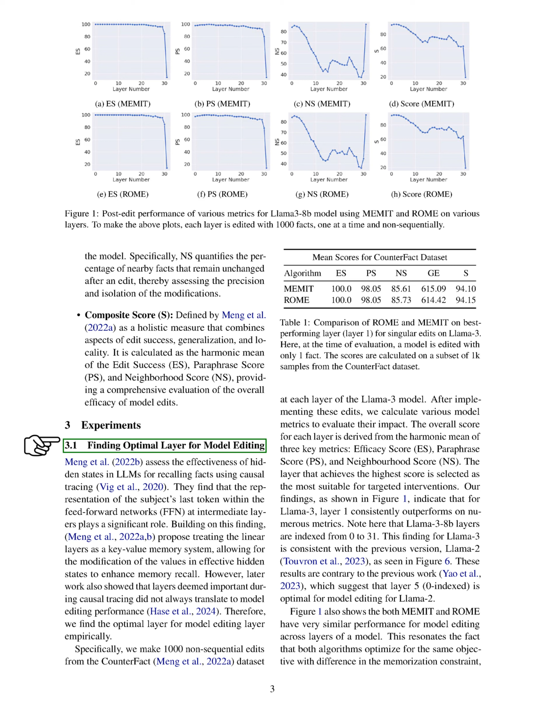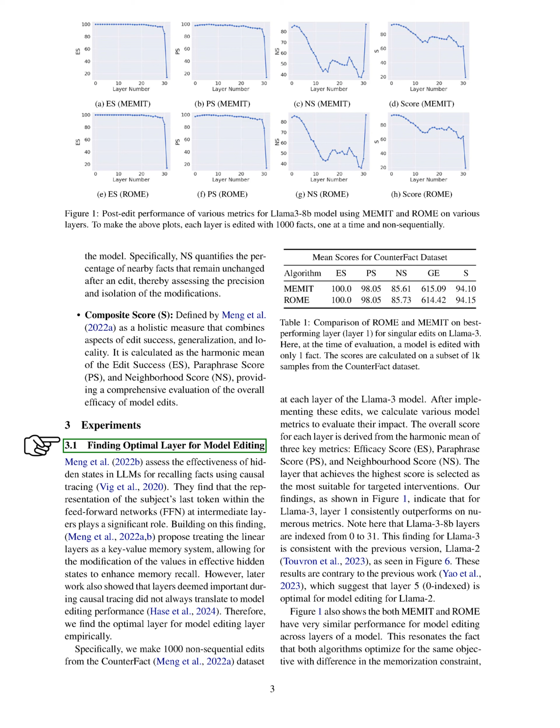Section: Finding optimal layer for model editing. In this section, we assess the effectiveness of hidden states in LLMs for recalling facts using causal tracing. We discovered that the subject's last token representation in the feed-forward networks at intermediate layers is crucial. Based on this, we propose treating linear layers as a key-value memory system to enhance memory recall by modifying values in effective hidden states. However, we found that layers important for causal tracing did not always improve model editing performance.